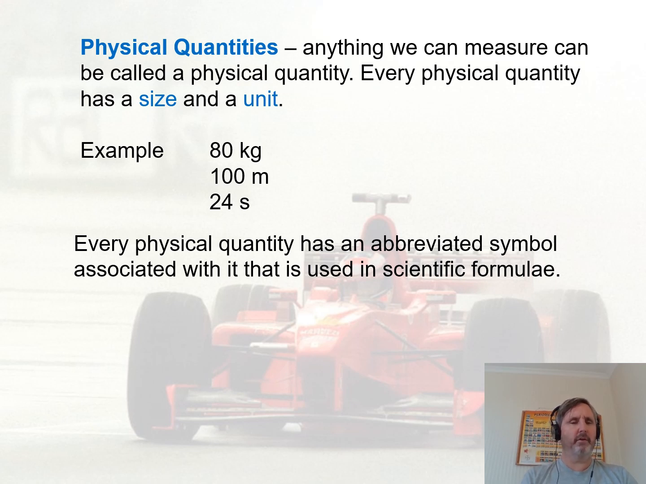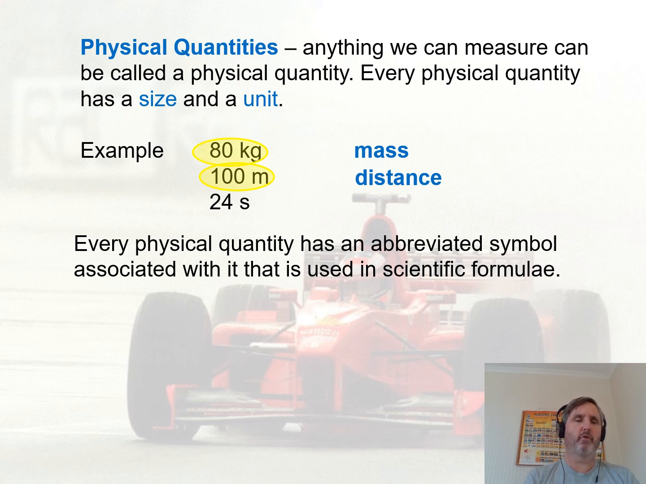So we can make lots of different physical quantities. As I did, I can measure the physical quantity 80 kilograms, and we know that this is the quantity of mass. I could go out and measure the distance from one power pole to the second power pole, and I might find that that is 100 meters. That is a measurement of distance. The physical quantity for the 100 meters is distance.